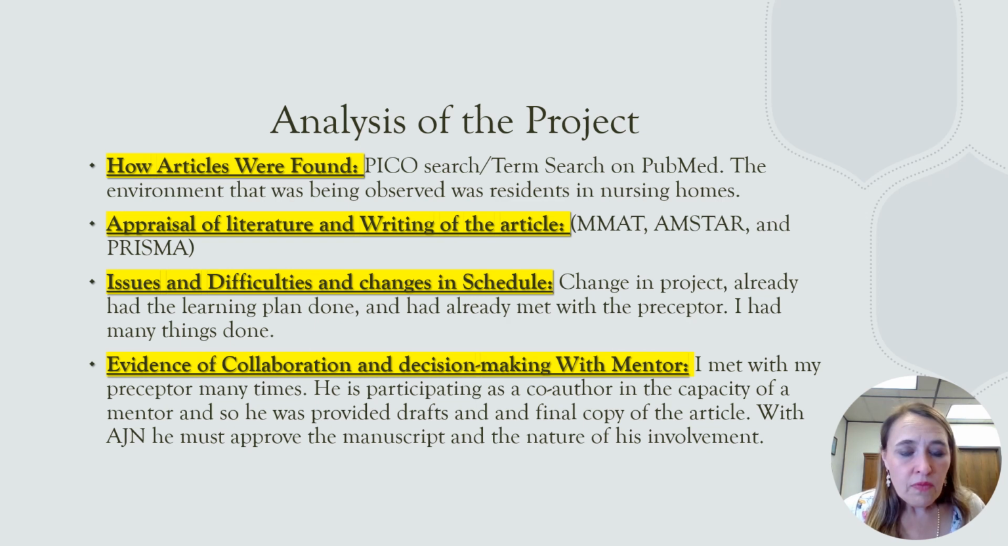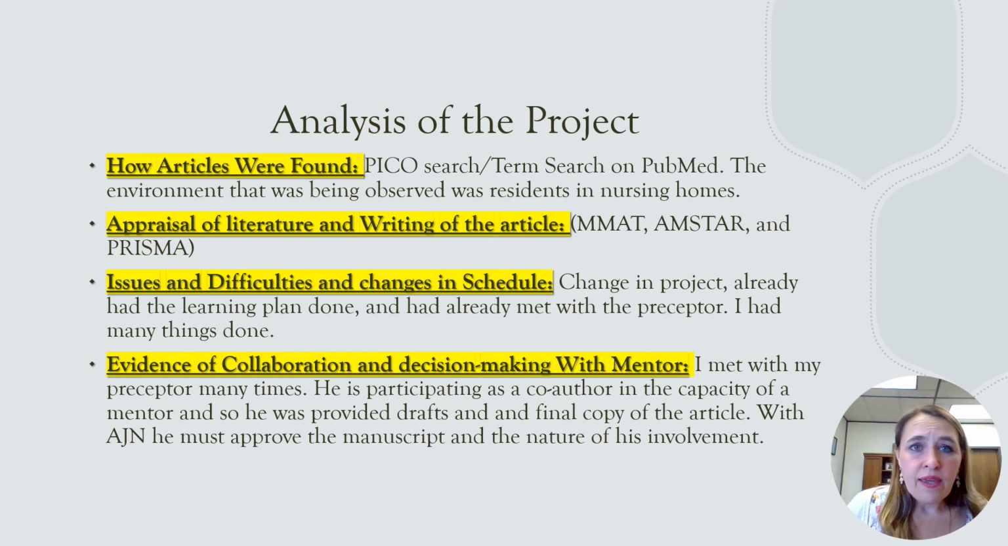So the evidence I have of collaboration and decision-making with my mentor is that my mentor is going to be listed as a co-author. When you submit a paper with the American Journal of Nursing, they ask you if you have anyone that's helped with the paper, and that would include like a mentor, a reviewer. They don't necessarily need to have written any part of the paper, but they need to be involved in some capacity.